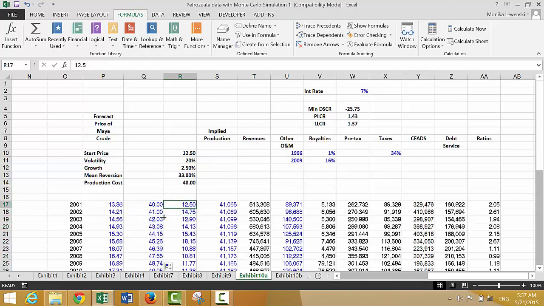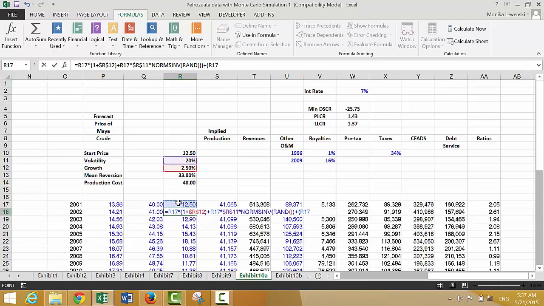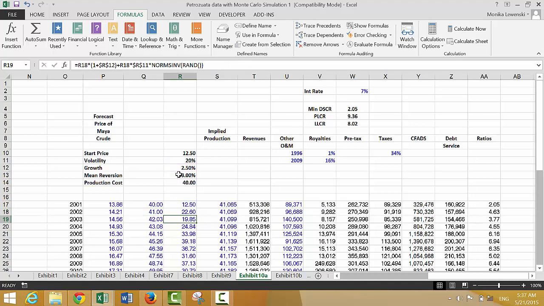Now if we do this, we take our same formula, but this time we add: we take the last price we had, and we've got to take the average minus the last price. So that means it's going to go up if it's greater. And then we multiply that by the mean reversion factor. And then what happens is you gradually start getting up to the mean reversion factor.